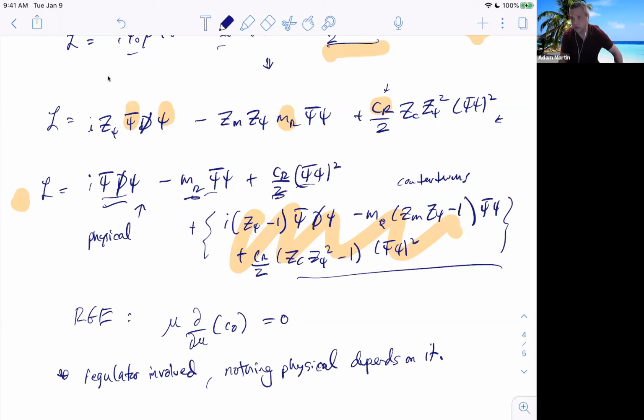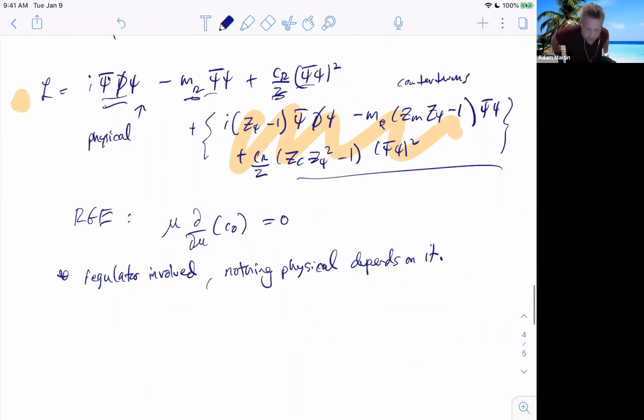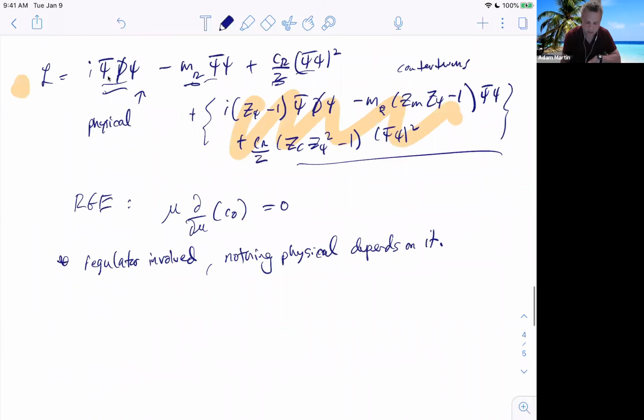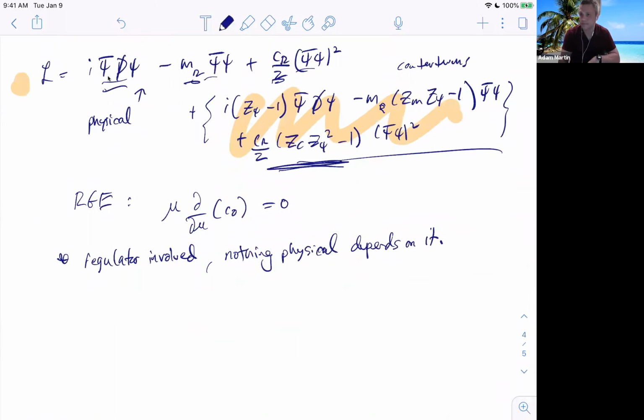This is important to remember. All right. So now we go on our way. If I want to figure out how this coupling C runs, I need to know something about those counterterms. Specifically, I need to know this guy, the field redefinition that's going on for our fermions.